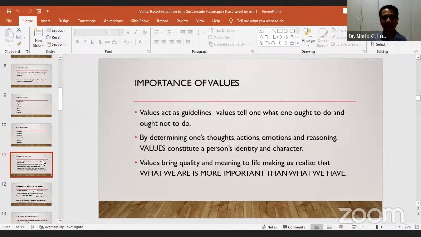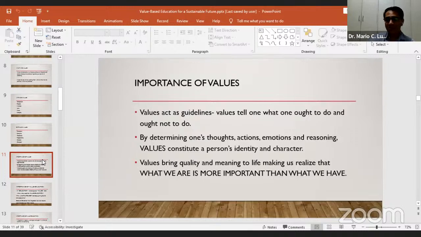Another importance of values is that by determining one's thoughts, actions, emotions, and reasoning, values constitute a person's identity and character. The way we talk, the way we express ourselves, the way we reason out, demonstrates our own identity, our own character, our own values, which sometimes becomes our destiny, our options in life, our choices in life. That is, I think, the very essence of why values education is very important.